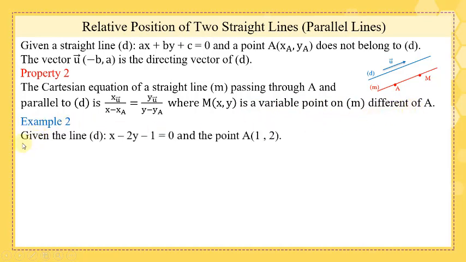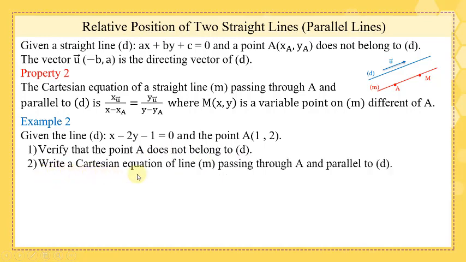Example. Given the line D, x minus 2y minus 1 equals 0, and the point A(1, 2). 1. Verify that the point A does not belong to line D. 2. Write a Cartesian equation of a straight line M passing through point A and parallel to line D.